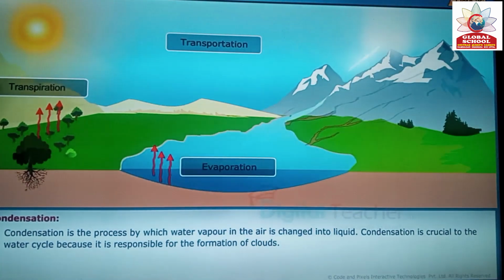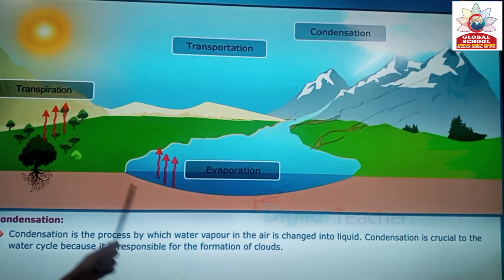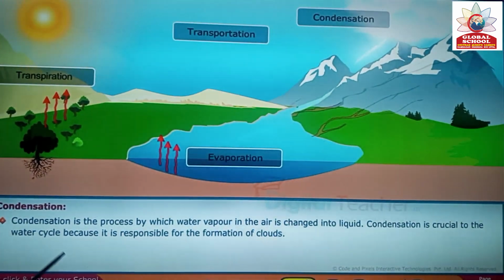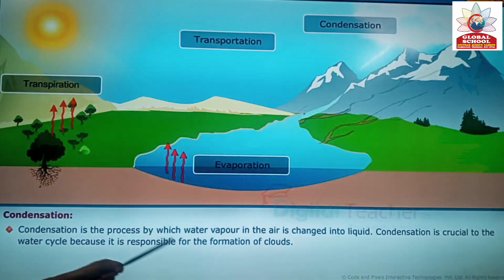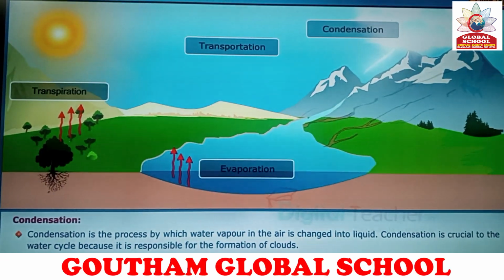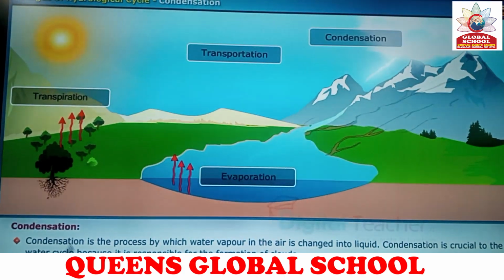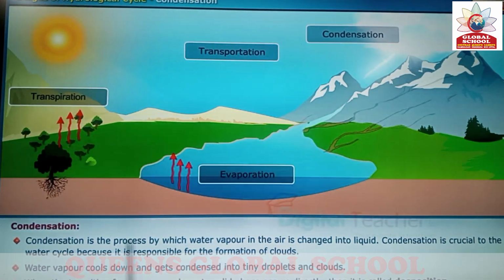What is condensation? Condensation is a process by which water vapor in the air changes into liquid. Condensation is critical to the water cycle because it is responsible for the formation of clouds. Water vapor cools down and gets condensed into tiny droplets and clouds. When the transition from the gaseous phase to the solid phase occurs directly, it is called deposition.